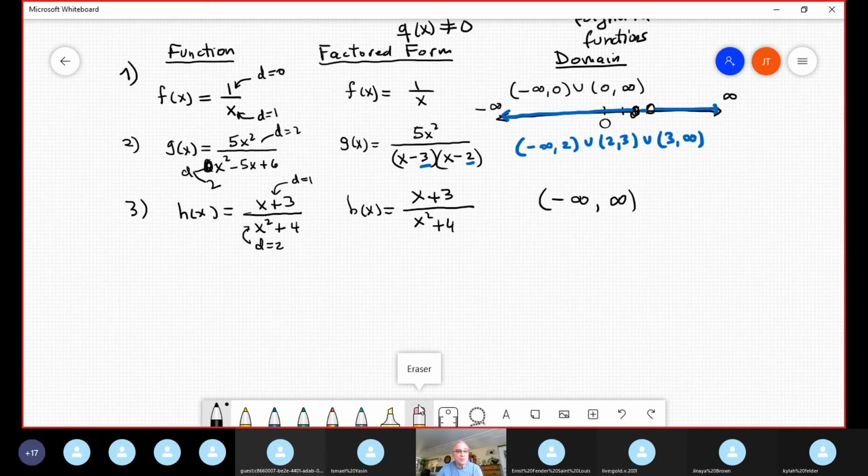Okay. Number 4. Number 4, P. P is the name of the function. P of x is equal to x squared minus 11x plus 30 divided by x squared minus 9x plus 18. Okay, this is the given function, no?